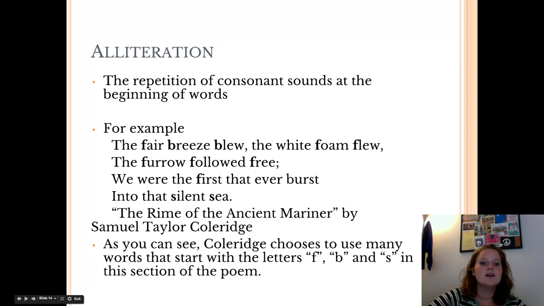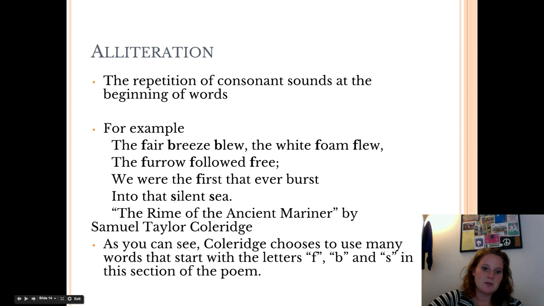So here, we see fair, foam, flew, furrow, followed, free, first. All of these F sounds come pretty close to one another. We also see this repetition of the B sound, breeze and blew. One thing to note is we didn't highlight the B in burst because there's quite a bit of text that happens between this second B and the third. Likewise, we have these repeating S sounds in silent and sea, so that we see that because they're right next to each other, that would count as alliteration.